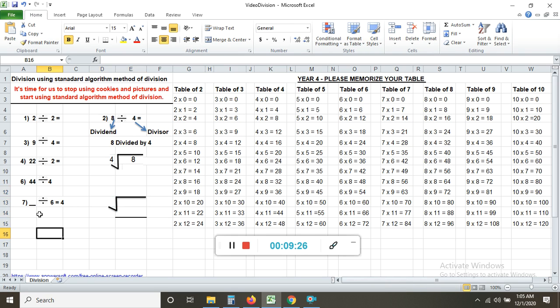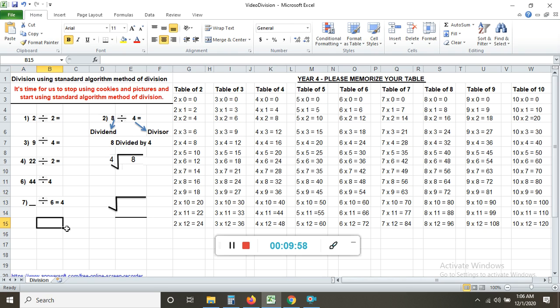This is our final problem. What if you have a situation like this? Your dividend is missing, but guess what? You have your divisor there, which is 6, and you also have your answer. But you need to find what your dividend is. Your dividend is missing, so there's a blank space there for that. So how can we find it out?